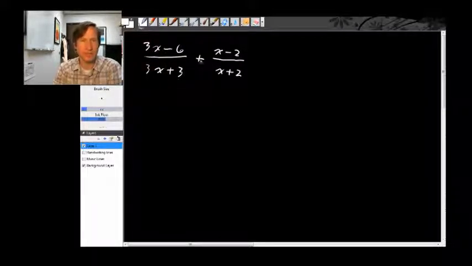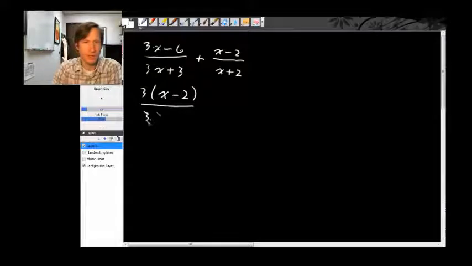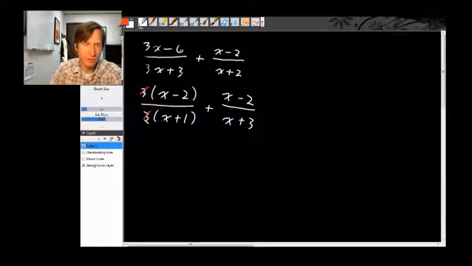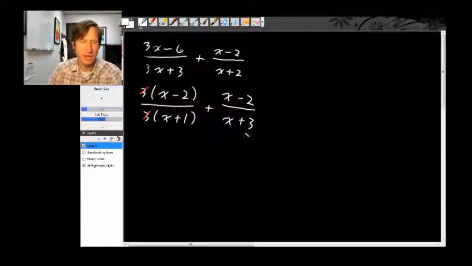first. So on this rational expression on the left, I see that everything has a factor of 3, so we can factor out 3 times (x - 2) over 3 times (x + 1). The rational expression on the right isn't going to change, so (x - 2)/(x + 2). But then on the left, we can cancel these 3's. Good. So that's going to make things a little bit simpler as we do the rest of this.